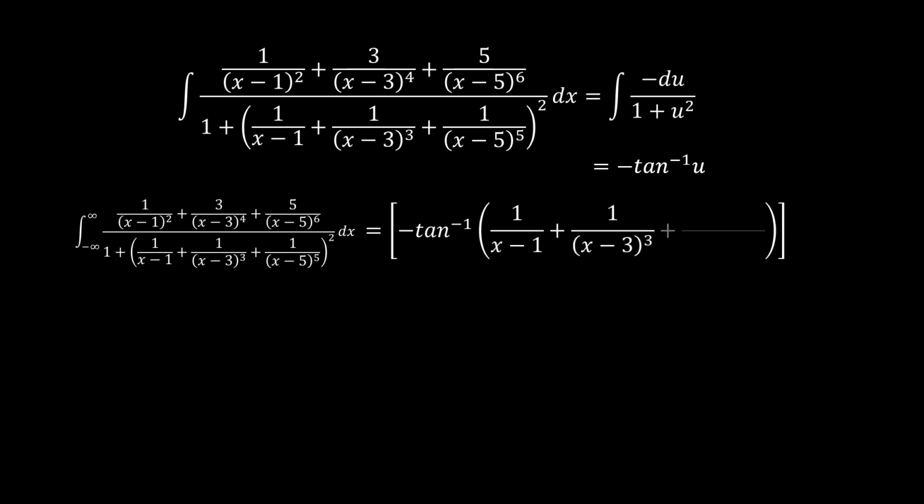that's the same as the negative arctangent of 1 over x minus 1 plus x minus 3 cubed plus 1 over x minus 5 to the power 5. Limits negative infinity, positive infinity. Now this is a very tricky problem. Most people would be tempted to plug in these limits straight away, but that would be a fatal mistake.